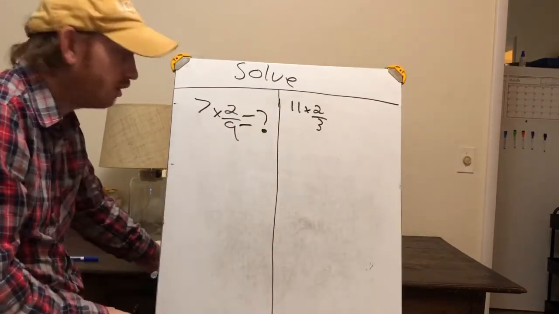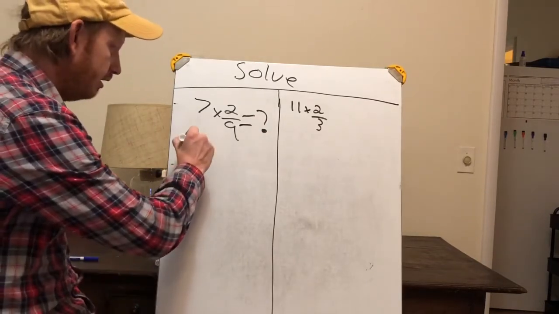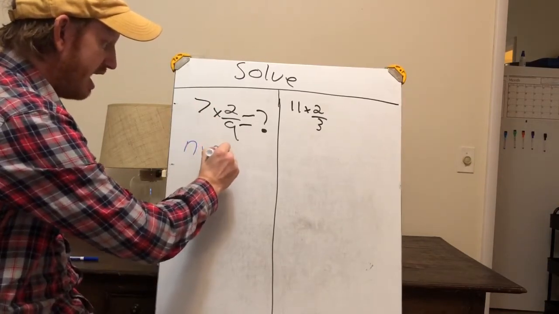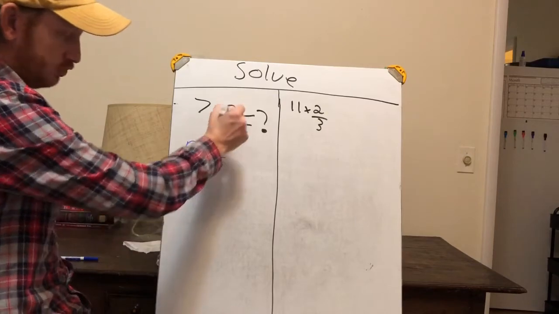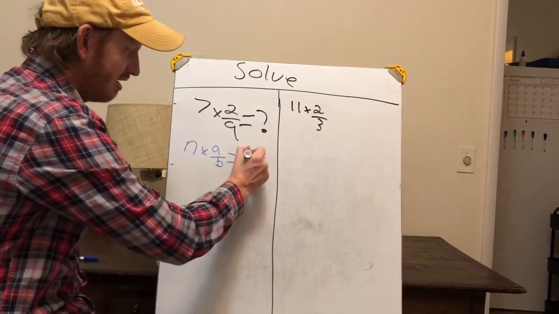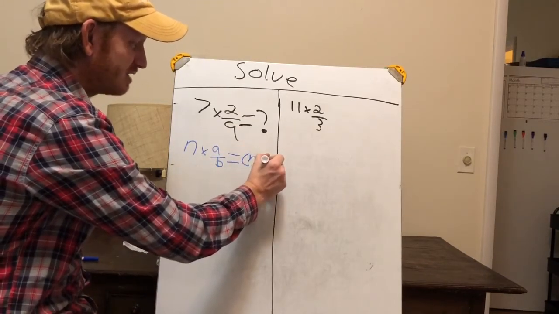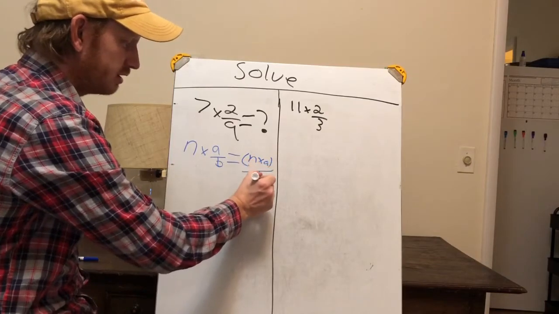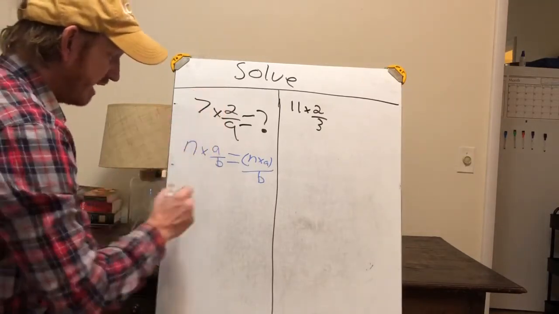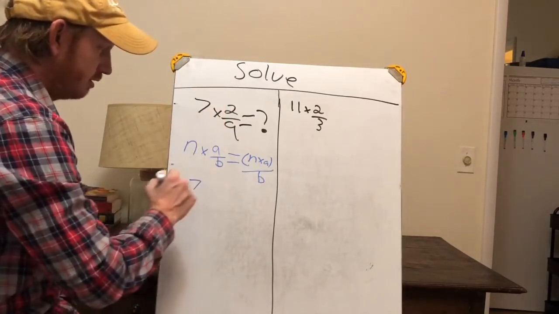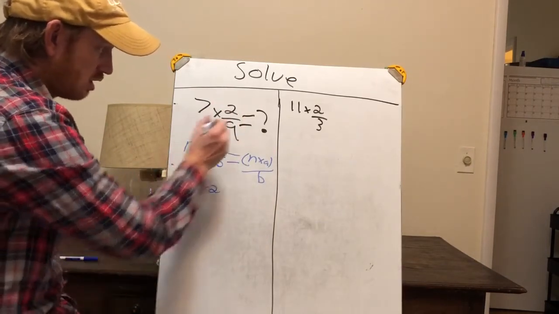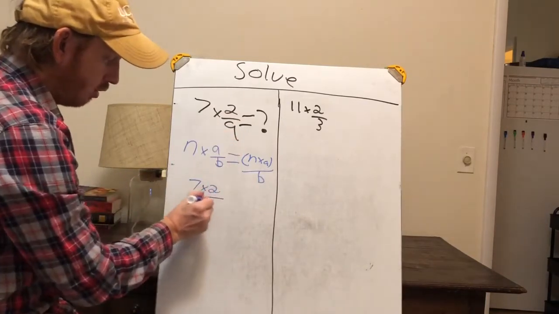Well, if we remember our formula, n, which is the same as 7 in this case, times a over b, the 2 is the a and the 9 is the b, is equal to n times a over b. And now I'm just going to substitute my numbers in. So the 7 is the n, so we have 7. The a is 2, times 2, over b, over 9.